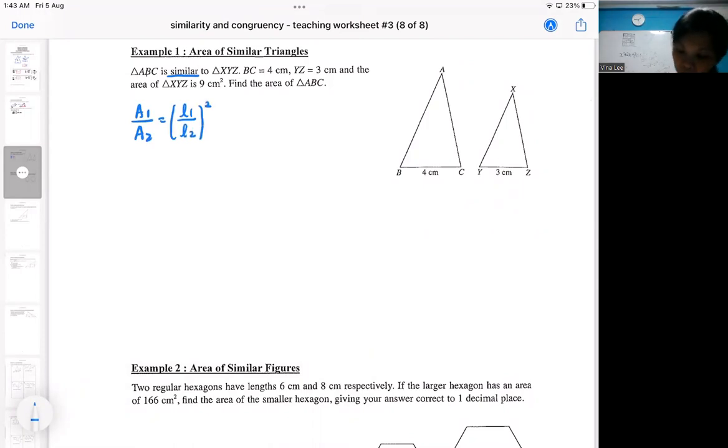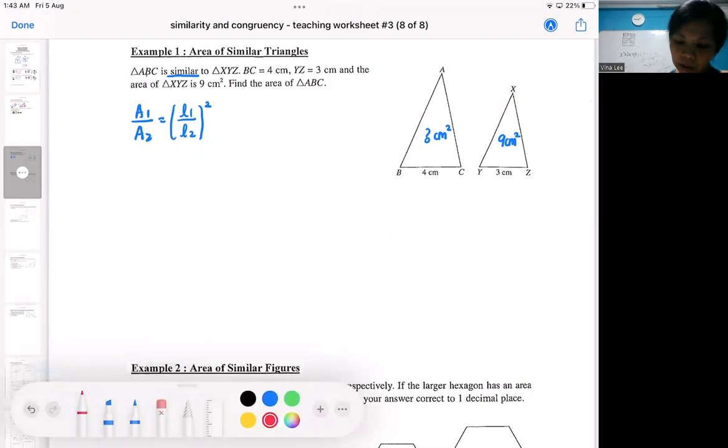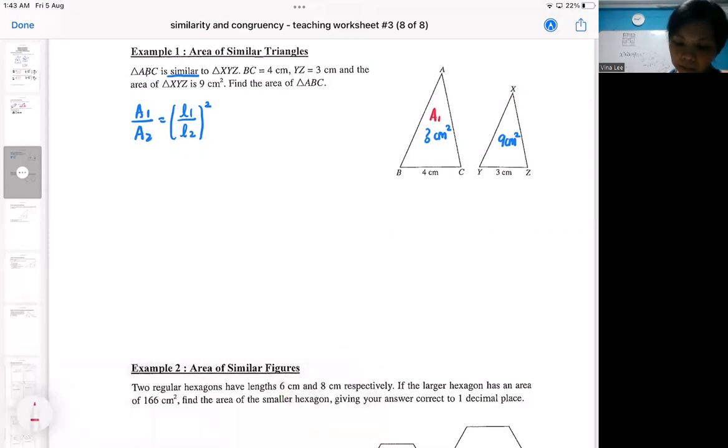Okay, so they give the dimension and then XYZ is 9 centimeters square. And we are trying to find out this area. So if you want to fit into the formula, you can try to label yourself. So maybe I'm going to label this as A1. I'm going to label this as A2. And then this will be L1. And then this will be L2. So it's your choice how you want to label. So once you label, you put it inside your formula.